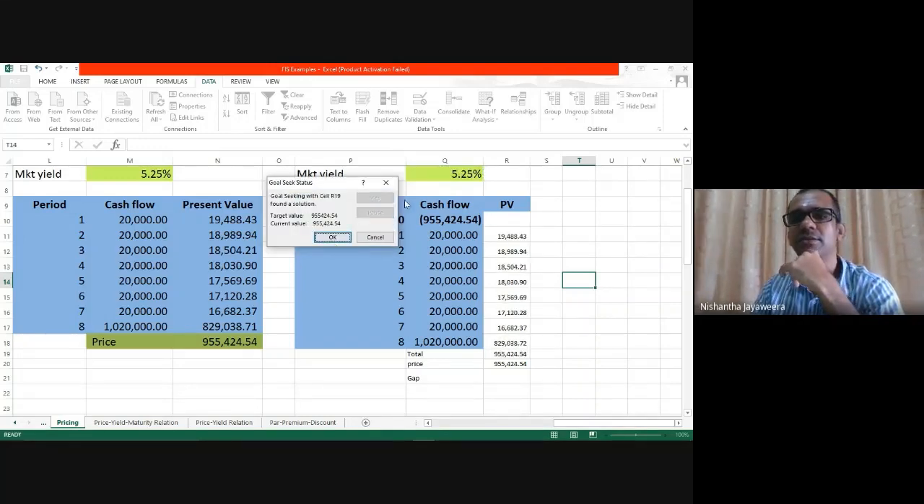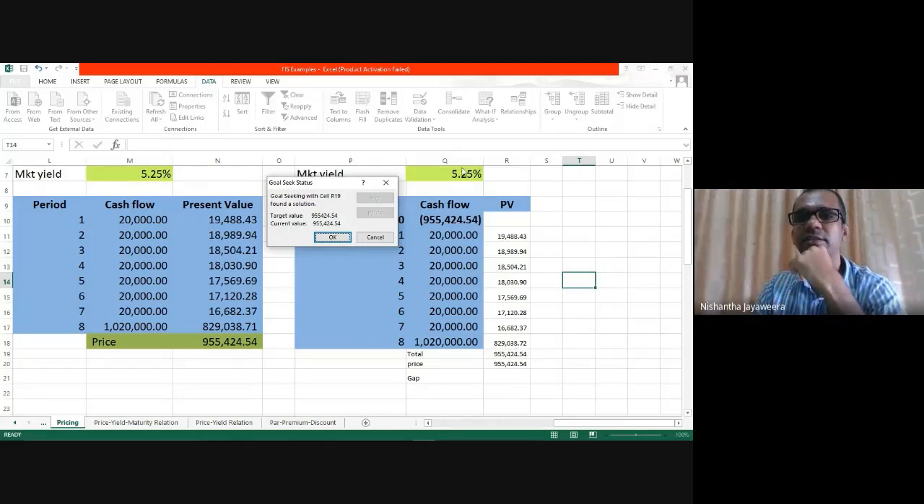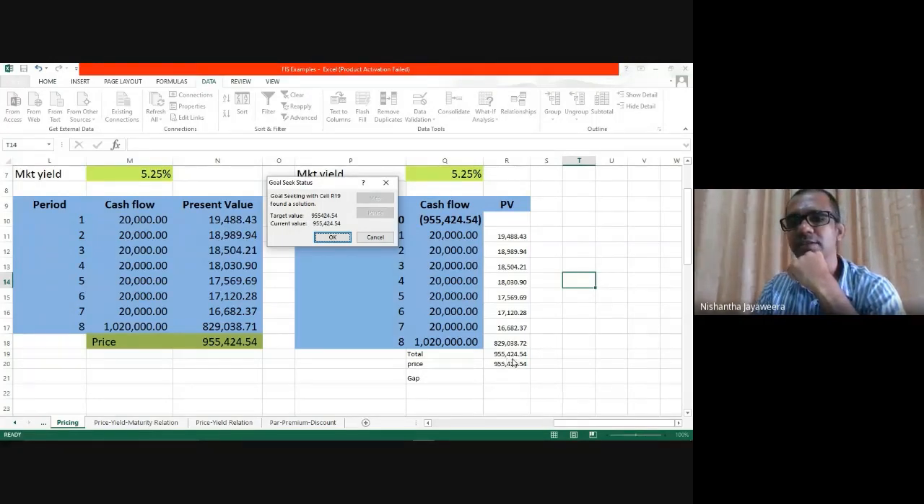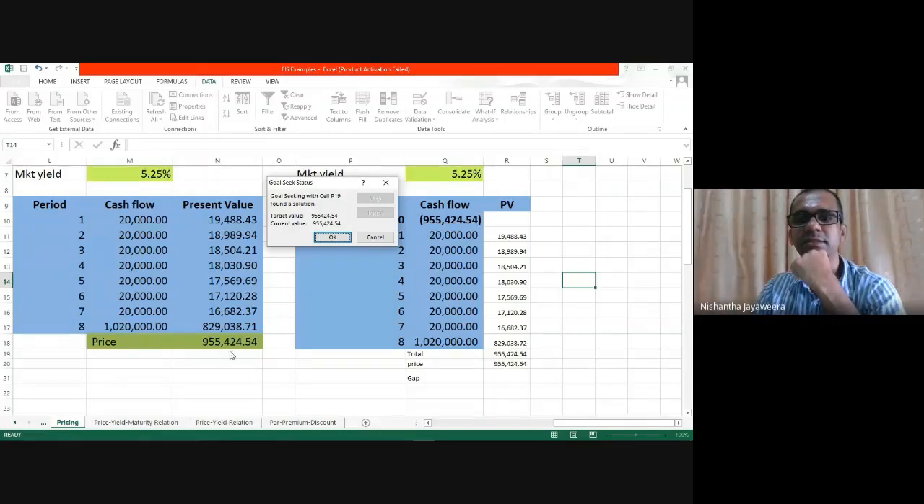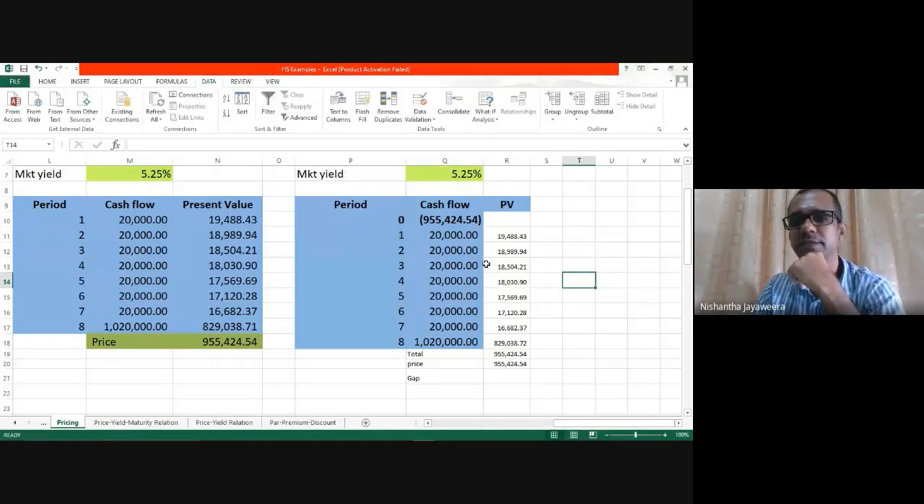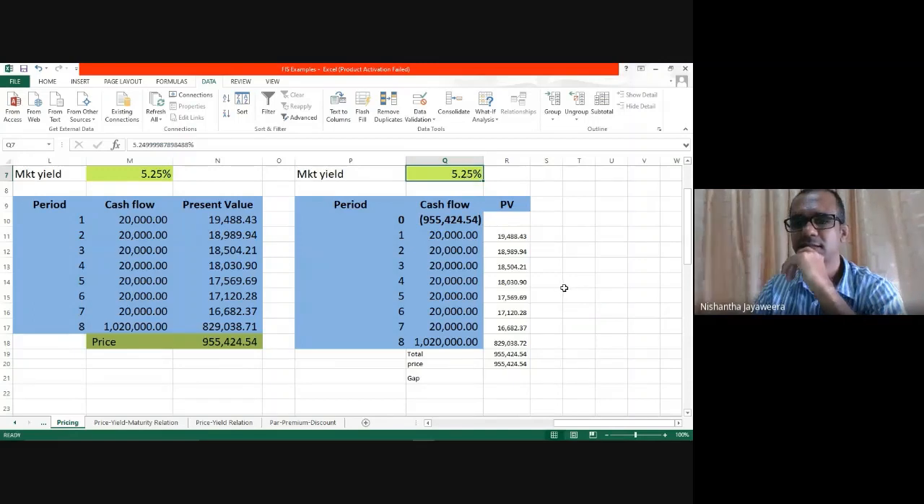You can see it went through a few iterations and the market yield is set to 5.25, and now you can see the price is correct, exactly what we want. That's one way. If you want to keep the results, just press OK. The other one, again I'll put this 3%.